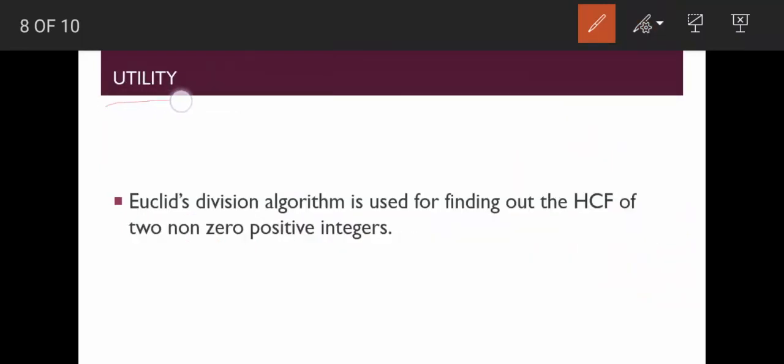Now let us look at the utility of Euclid's division algorithm. The prime utility of Euclid's division algorithm is to find out the HCF of two non-zero positive integers. The only utility of Euclid's division algorithm is to find out the HCF of two non-zero positive integers, which I have explained just in the previous slide.